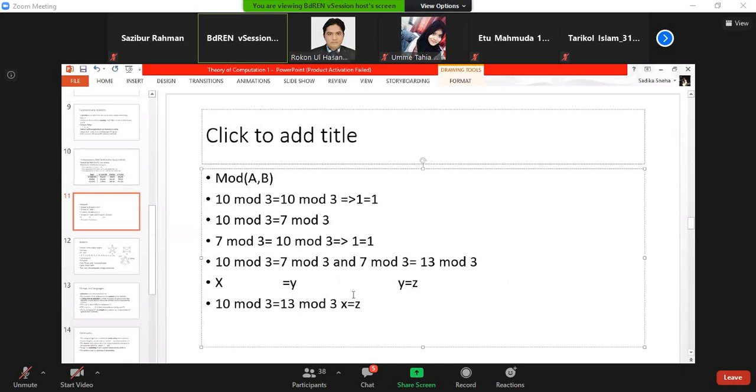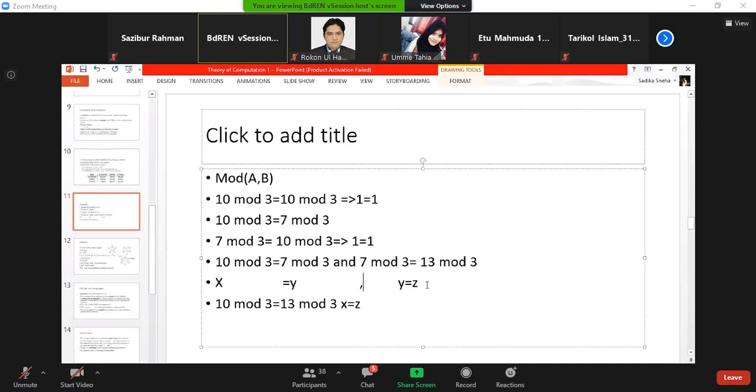This also shows that x is equal to z according to this format, where x is 10 mod 3 and y is 7 mod 3, and again 7 mod 3 is equal to 13 mod 3. These two are equal, so x is equal to z. This proves transitiveness, and we can say that this relationship is an equivalence relationship.